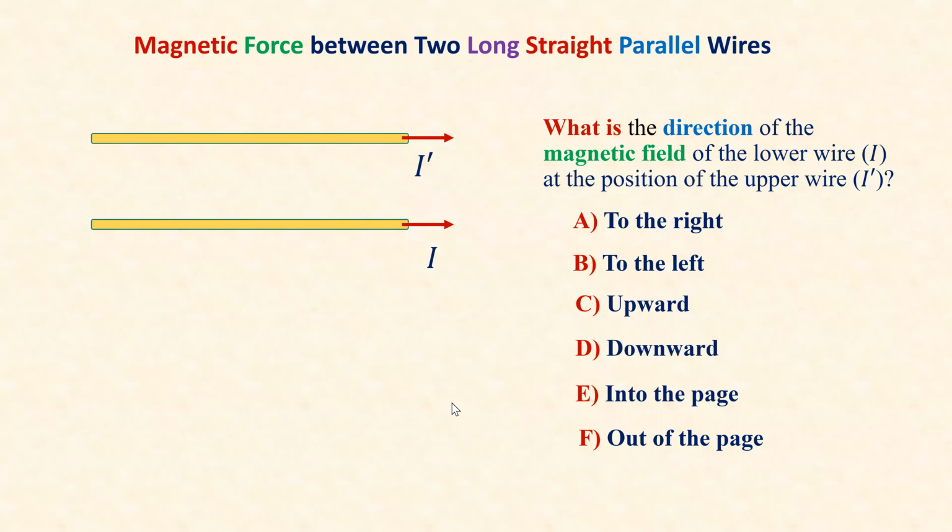Sorry, I clicked on the wrong place. I want to launch the polls and I want your answers, okay? Very simple. What is the direction of the magnetic field of the lower wire at the position of the upper wire? It should be a quick one.